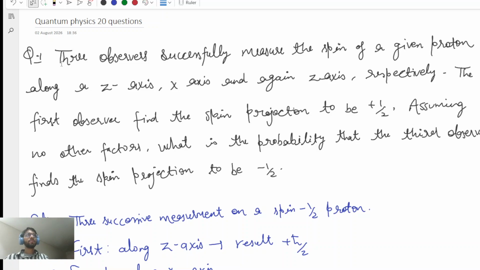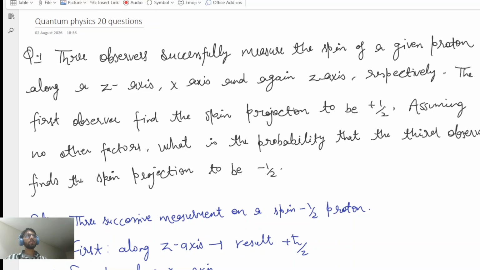This is the question. Let's read the question first. Three observers successfully measure the spin of a given proton along a z-axis, x-axis, and again z-axis, respectively. The first observer finds the spin projection to be plus half. Assuming no other factors, what is the probability that the third observer finds the spin to be minus half?